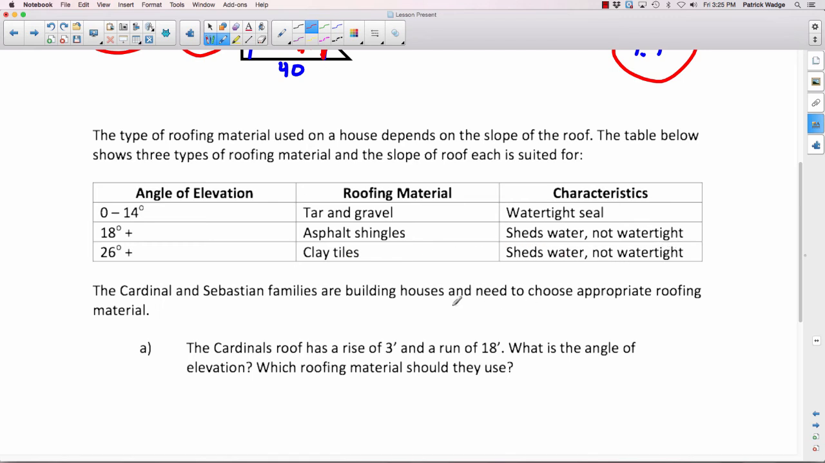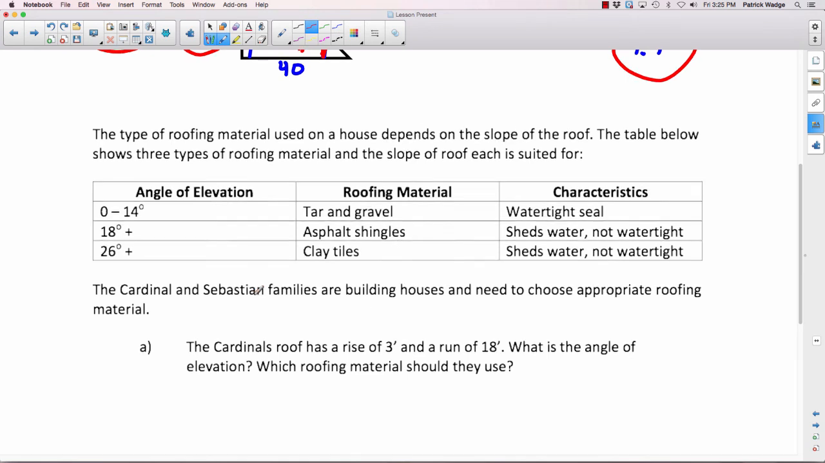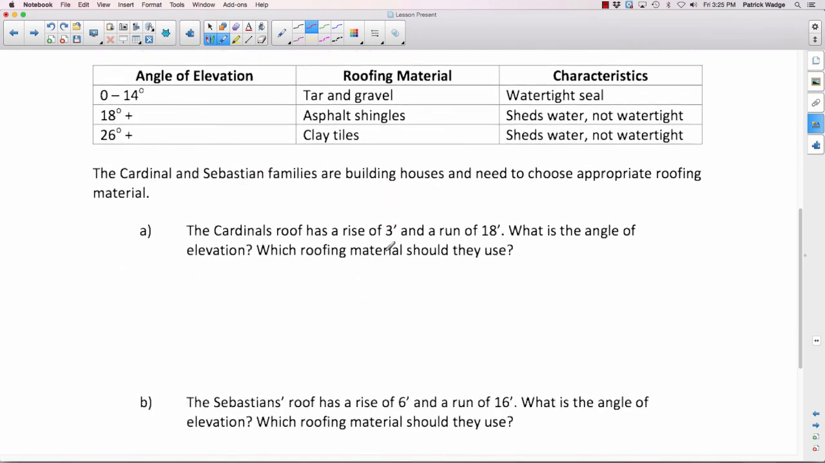So there's these 2 families, the Cardinals and the Sebastians, and they're building houses, and they need to just decide, what are we going to put on our roof? So we're going to help them out. So for A, the Cardinals' roof has a rise of 3, what's that little mark mean right there? That means feet. 3 feet, and a run of 18 feet.